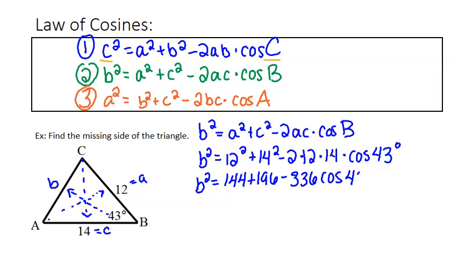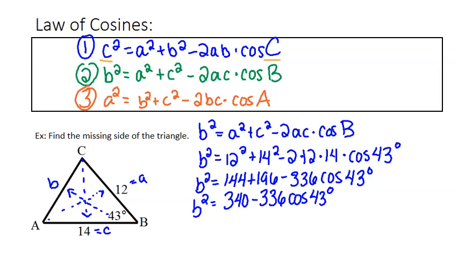Cosine of 43 degrees. Okay, now just be careful. When you combine your like terms now, the 144 and the 196 are not like terms to the 336 because the 336 is being multiplied by cosine. But we can combine the 144 plus 196 and get that is 340 minus 336 times the cosine of 43 degrees.